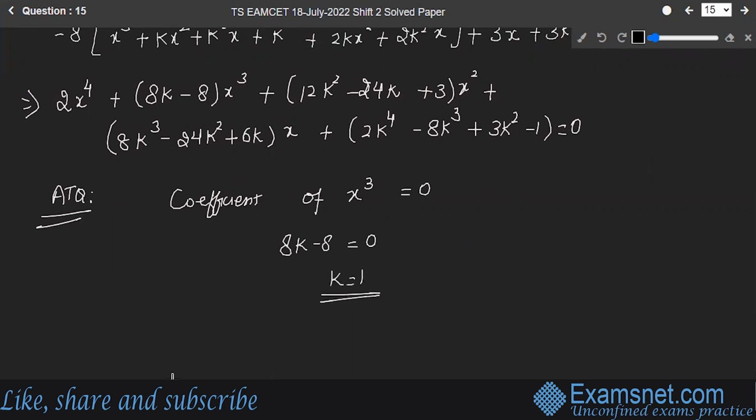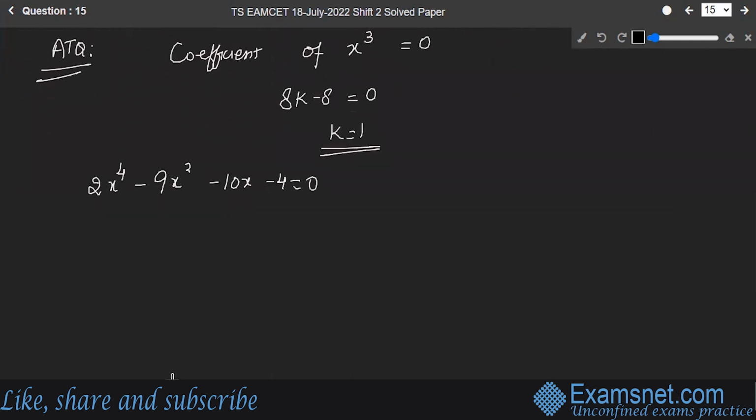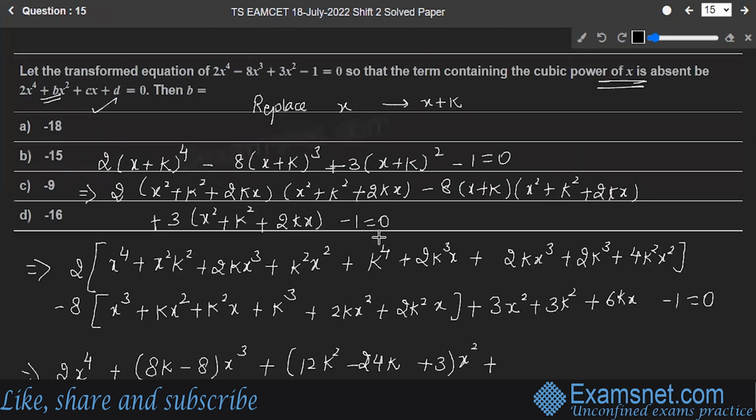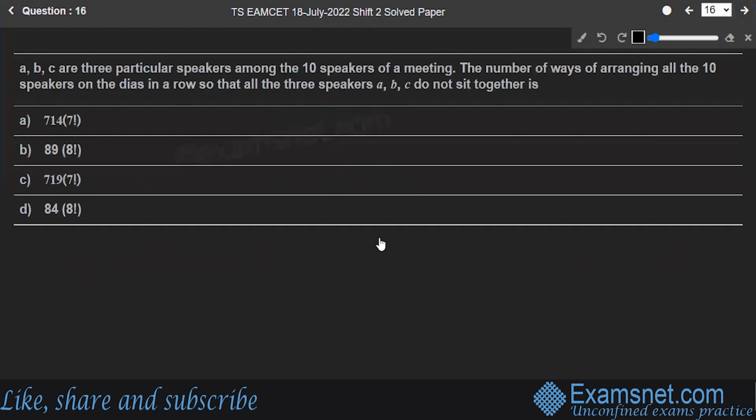So putting k is equal to 1, what will the equation become? 2x raised to power 4 minus 9x square minus 10x minus 4 is equal to 0. You have to find out the value of b, and b is equal to minus 9. Right? So you got your answer as minus 9. Let's check. We have option C as the correct answer. Hope you understood this. Next is question number 16.